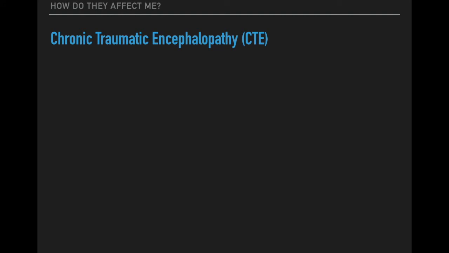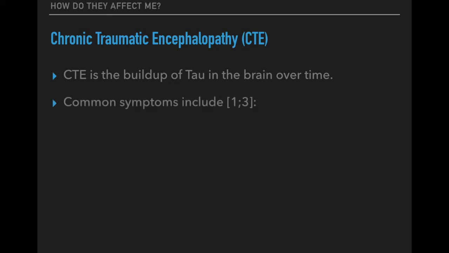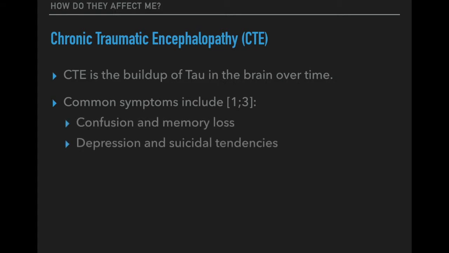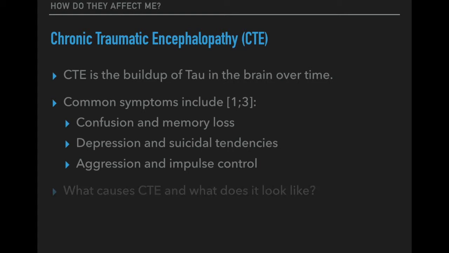You may be asking yourself, what is CTE? CTE is a disease in which a substance called tau builds up in the brain. Essentially, tau causes the cells in your brain to stop working properly. Someone who's been playing contact sports for years may develop the following problems from the buildup of tau. Some common symptoms of CTE include confusion and memory loss, depression and suicidal tendencies, and aggression and impulse control. This type of damage is serious and was first found in the brains of former professional sports players.